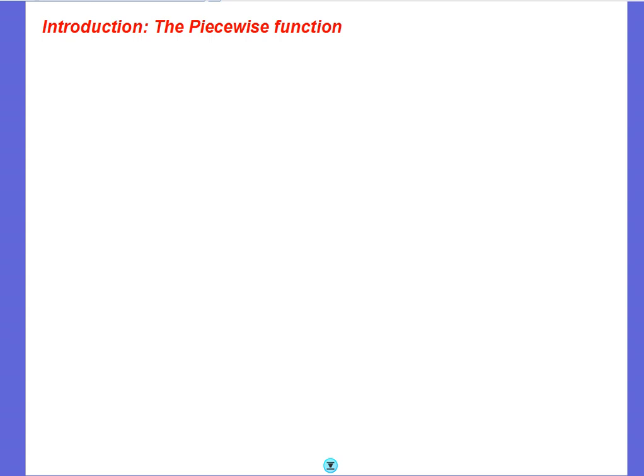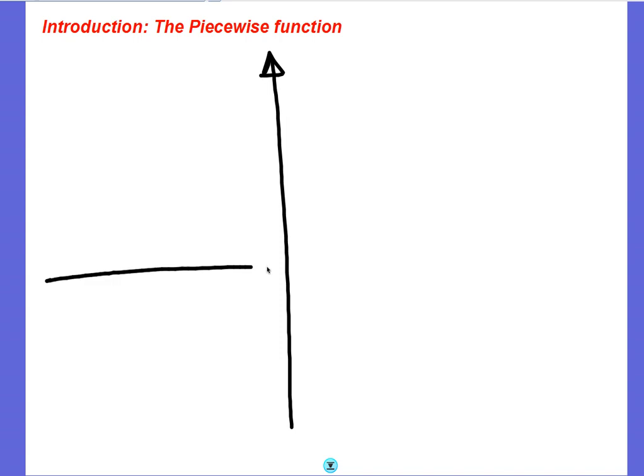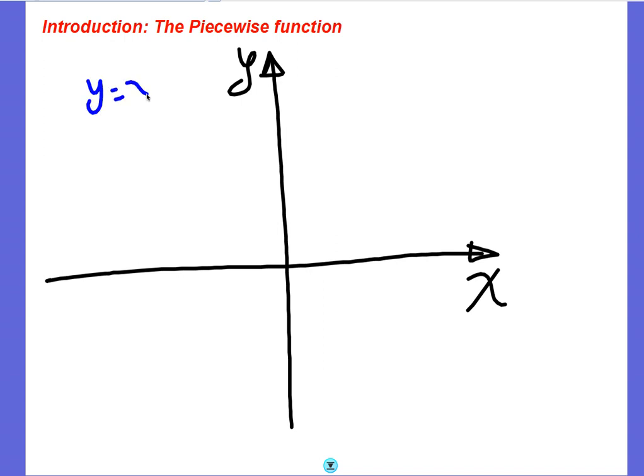So let's say I have a function that, on the negative side of x, on the left side of y, is defined as y equals x squared plus 2, for example. So your function should look something like this. This is x squared plus 2.